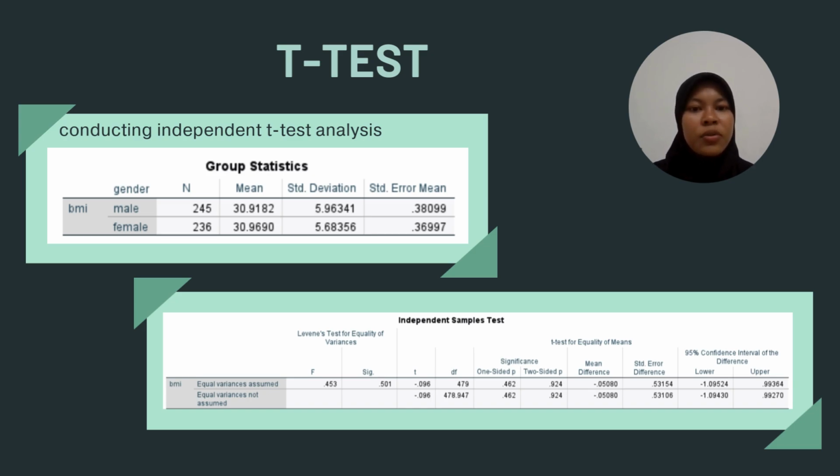From the slide, we can see that there is no significant mean difference between BMI and gender because the p-value is more than 0.05. The p-value that we get is 0.924. So we cannot reject the null hypothesis, which is that there is no significant mean difference between BMI and gender.